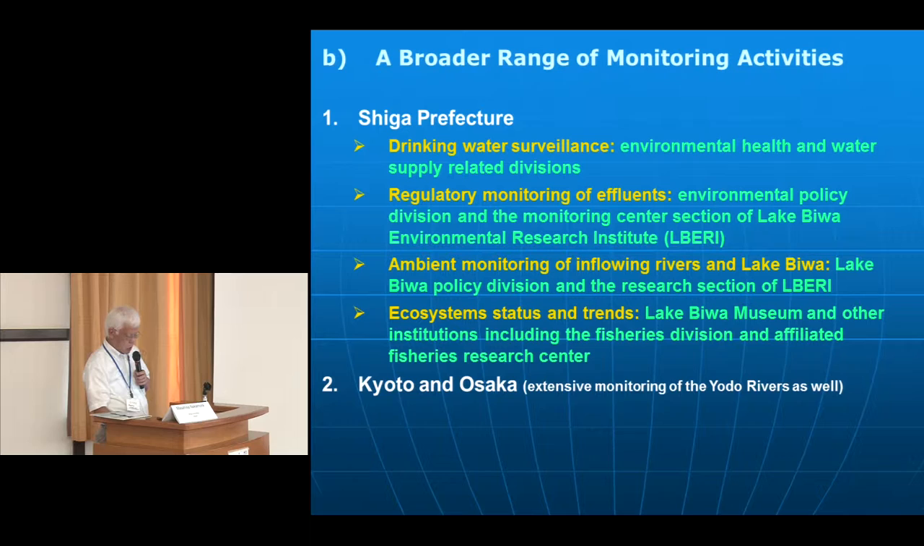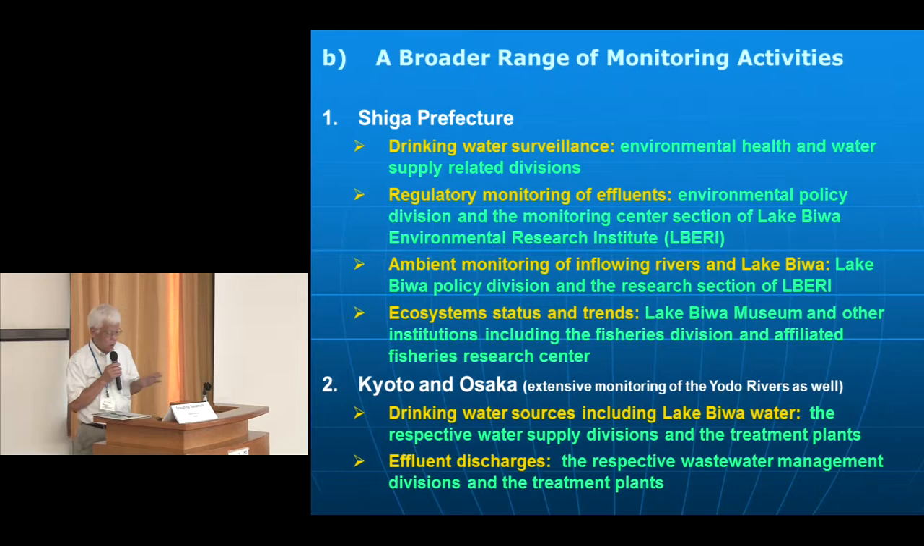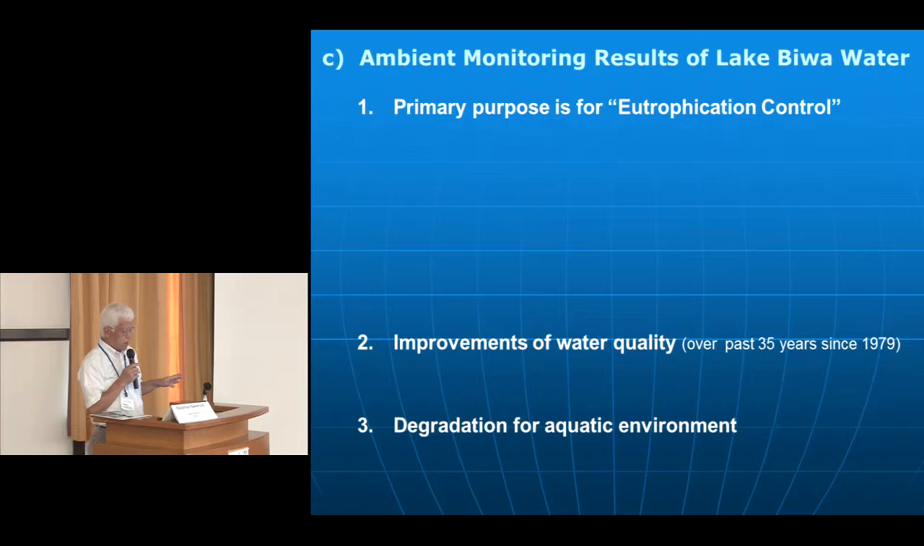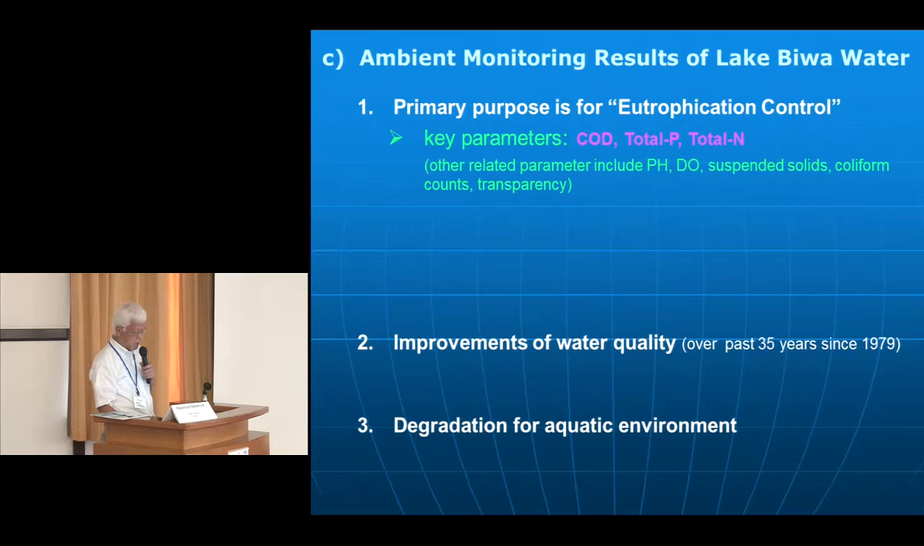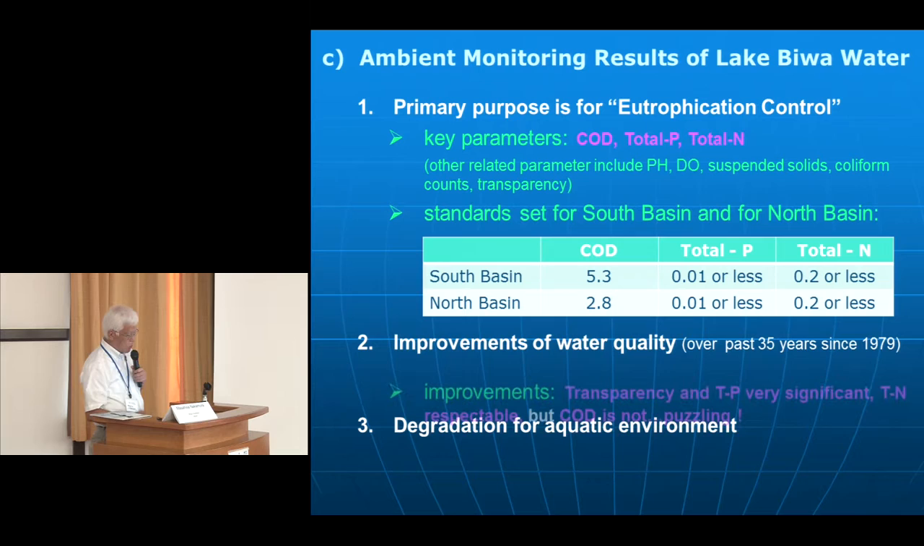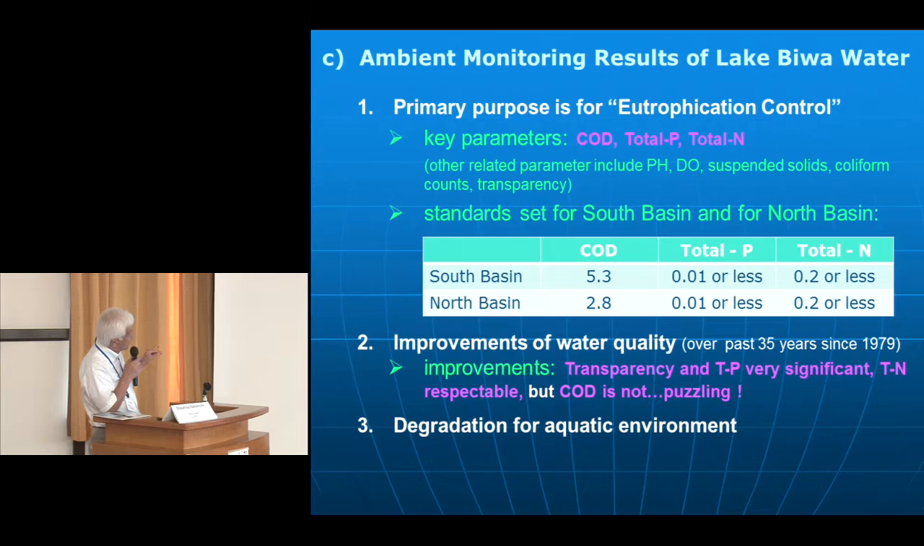Kyoto and Osaka are pretty much the same, except that they deal with the Yodo River, which is also sourced from Lake Biwa. The ambient water quality monitoring of Lake Biwa, of course, spans a wide range of challenges, particularly in terms of eutrophication, COD, total nitrogen, total phosphorus, but at the same time, you have the trends that come out of these various activities.